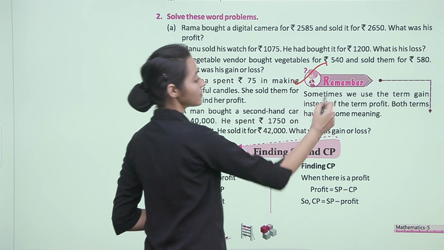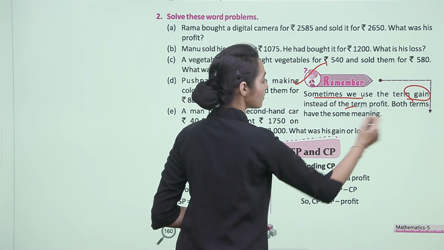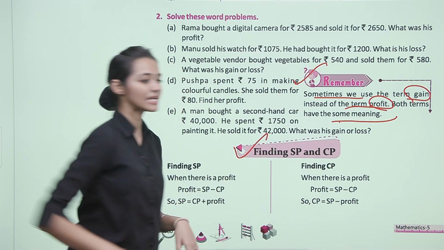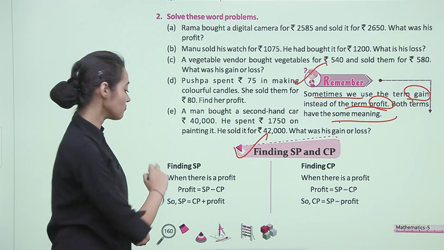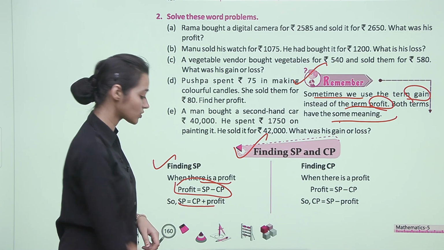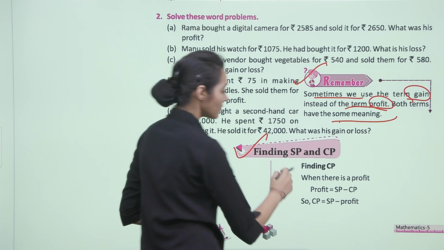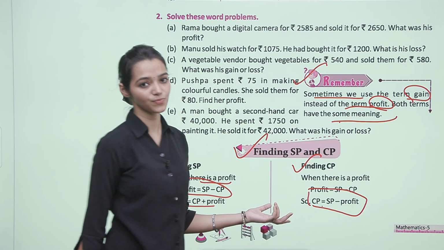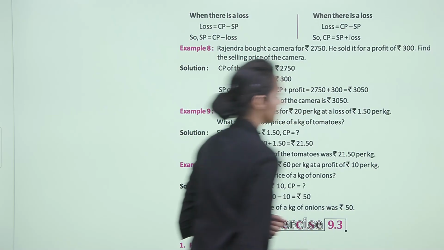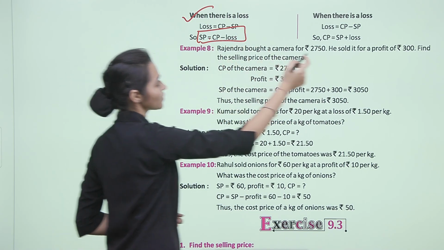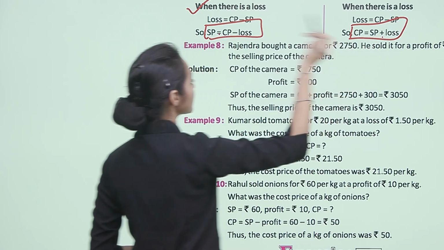Now always remember, sometimes we use the term gain instead of the term profit. Both terms have the same meaning. Now let's start with finding selling price and cost price. Now finding selling price, if there is a profit, then selling price is equal to cost price plus profit. Finding cost price, so cost price is equal to selling price minus profit. Now if there is a loss, then selling price is equal to cost price minus loss, and cost price is equal to selling price plus loss.